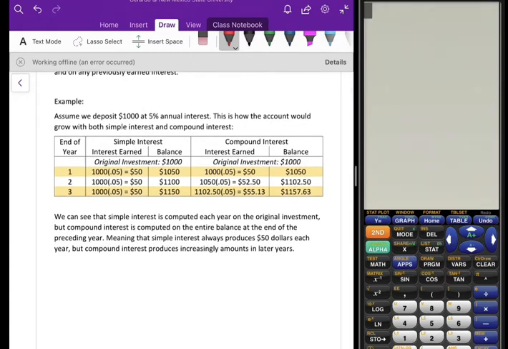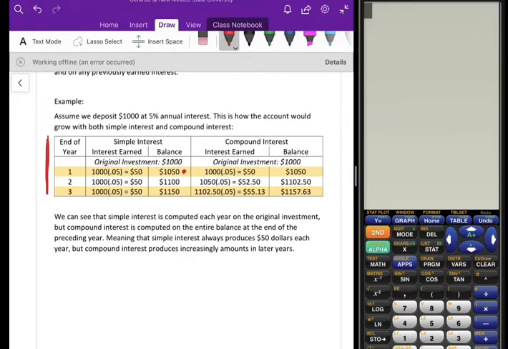Example. Assume we deposit $1,000 at 5% annual interest. This is how the account would grow with both simple interest and compound interest. So let's look at simple interest, which is on this side first. There we have that our initial investment was $1,000. Our rate was 0.05, so that's going to give you $50. So you have $1,000 and you add $50. Since you add $50, now you have 1,050, which is what we have right there.